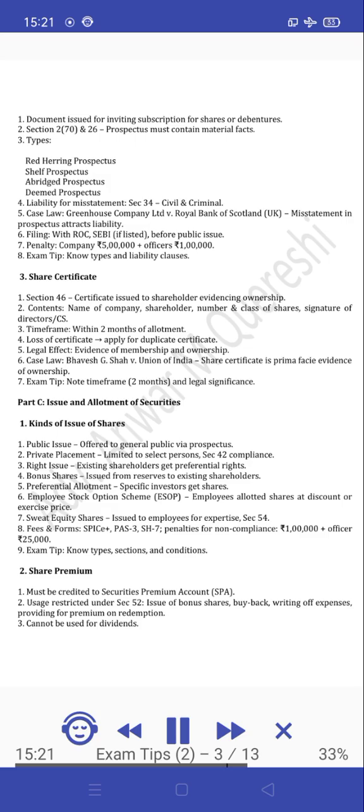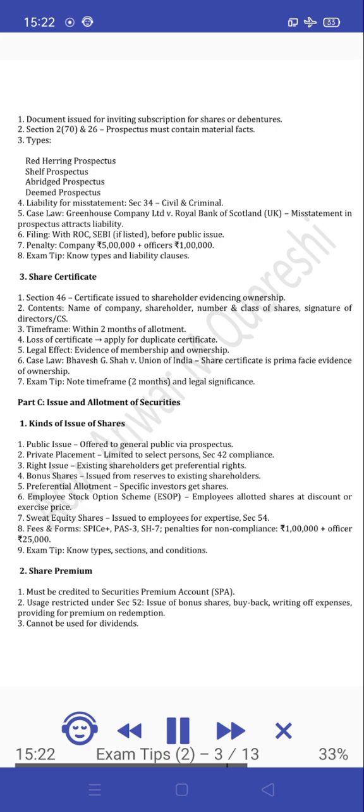5. Case law: Greenhouse Company Limited vs. Royal Bank of Scotland UK. Misstatement in prospectus attracts liability. 6. Filing: with ROC, SEBI if listed, before public issue. 7. Penalty: company 500,000 rupees plus officers 100,000 rupees. 8. Exam tip: note types and liability clauses.